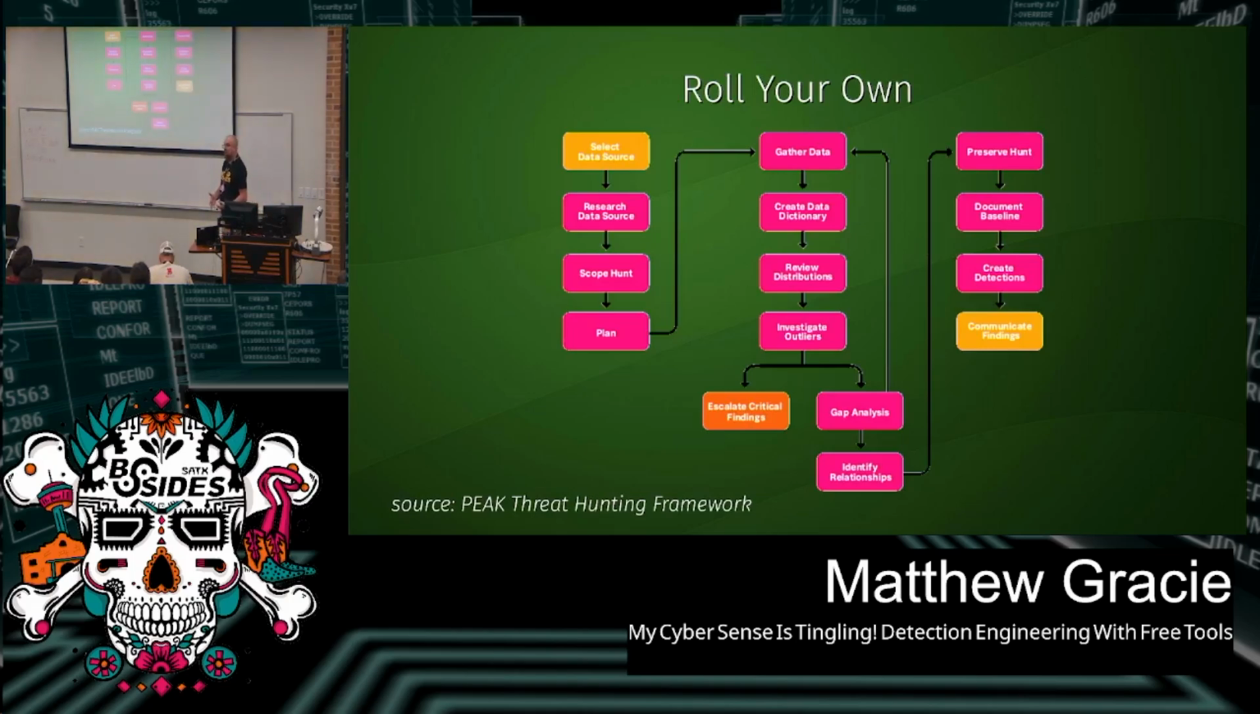And finally, there's always the option of rolling your own. So this outline, does anyone recognize this diagram here?